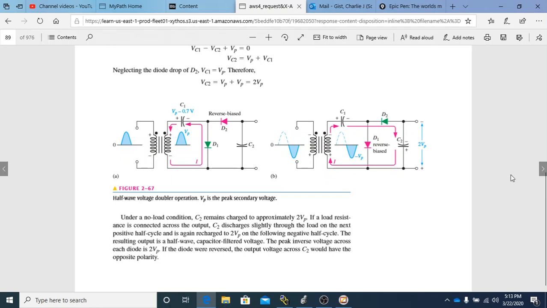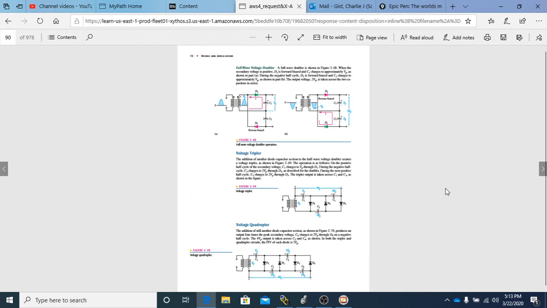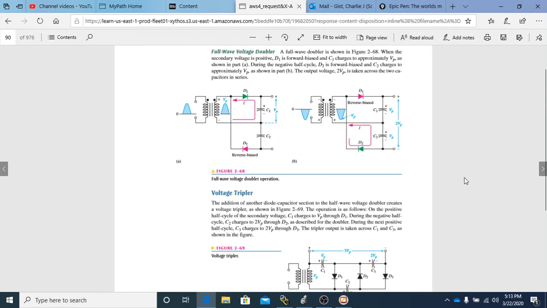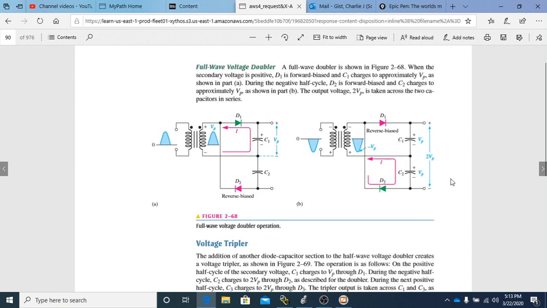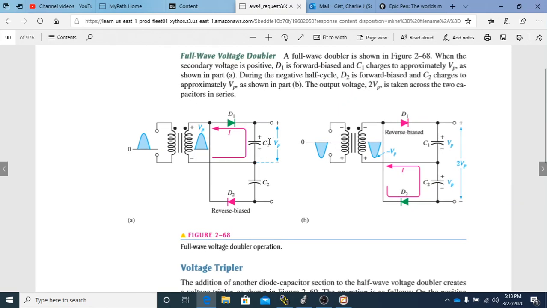So let's go on to the next page, and this right here is going to be a full wave voltage doubler. The first one we looked at was a half wave voltage doubler. So again, it's doing the same thing. The main thing I want you to see is how it's laid out differently. And it's all working based off what's forward biased and reverse biased, depending on which wave is on the secondary. So as you see, it's going to alternate.